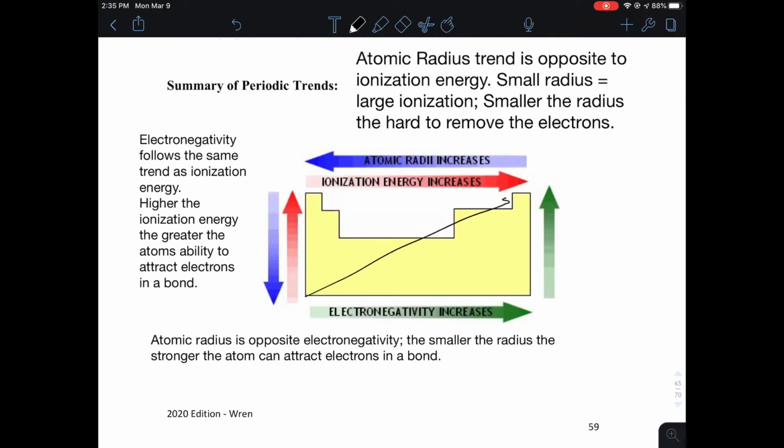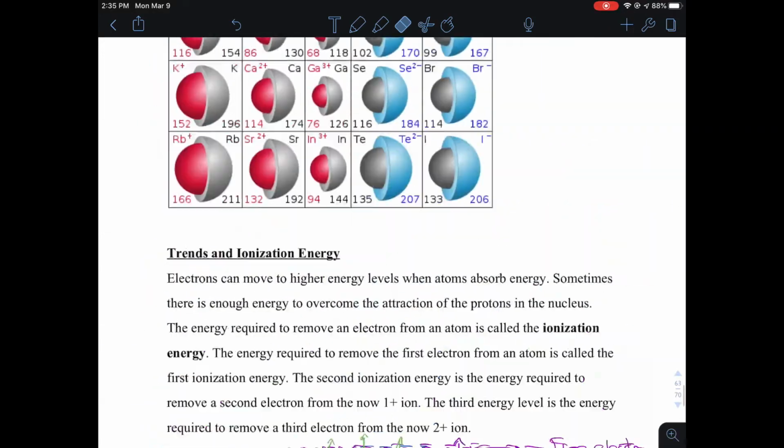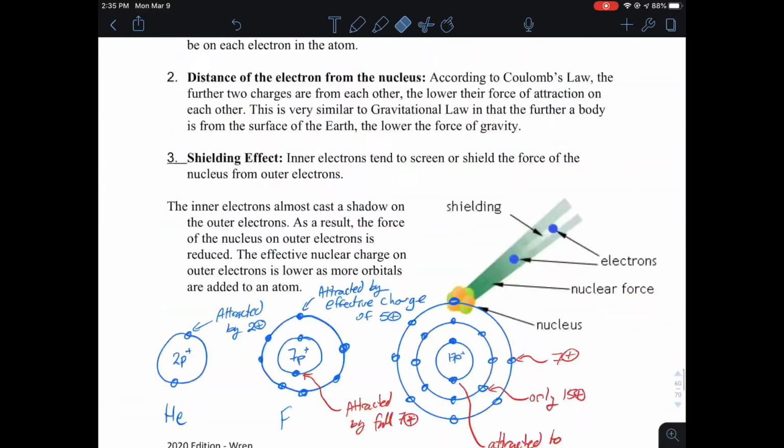At the same time, the atomic radii get smaller. So these are the smallest elements, and the largest are on the bottom. And then the electronegativity also increases. So we can think about electronegativity increases, atomic radius decreases, and ionization energy increases, all in the same general trend. So let's go through those one at a time and talk about why that could possibly be the case.